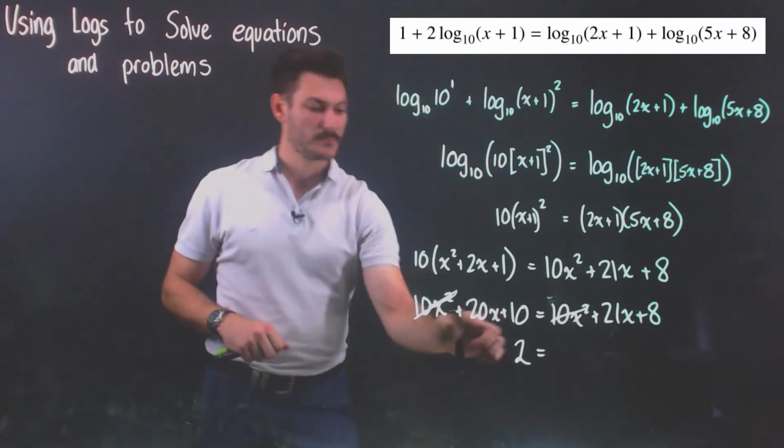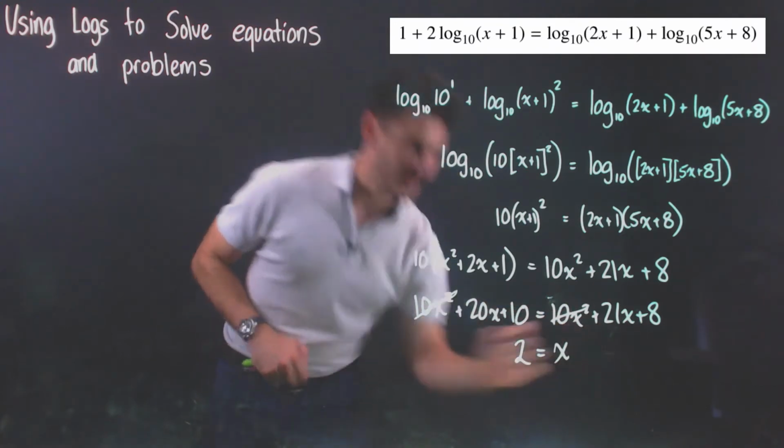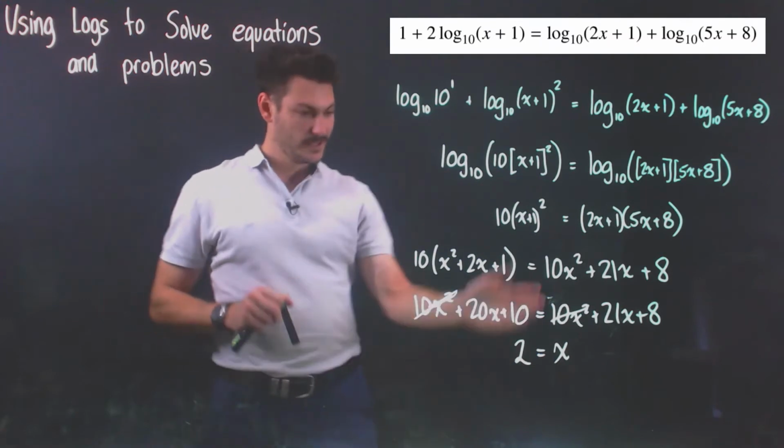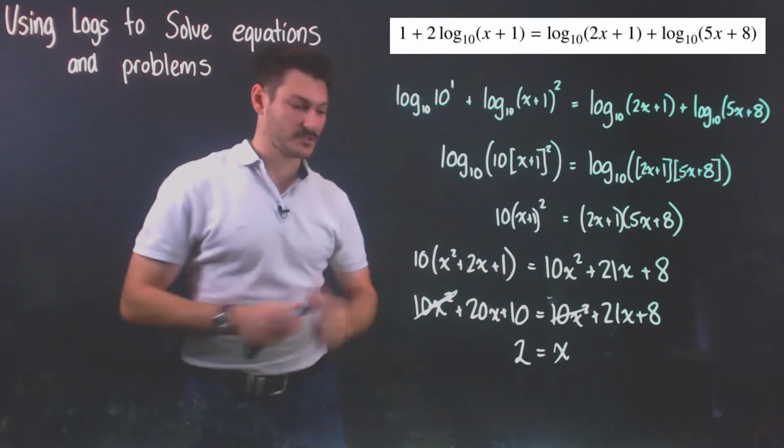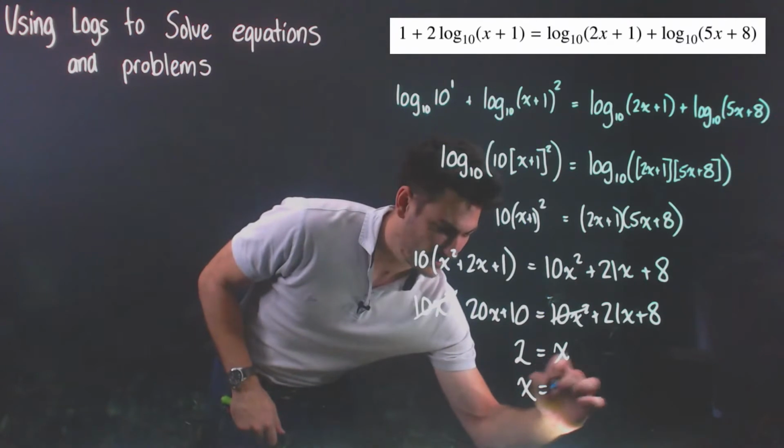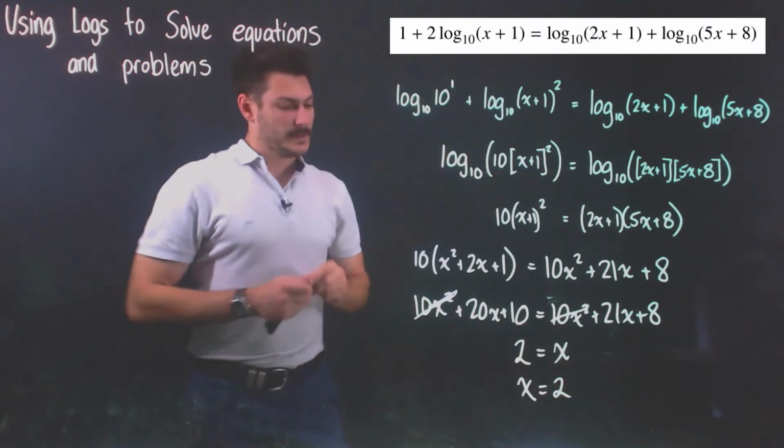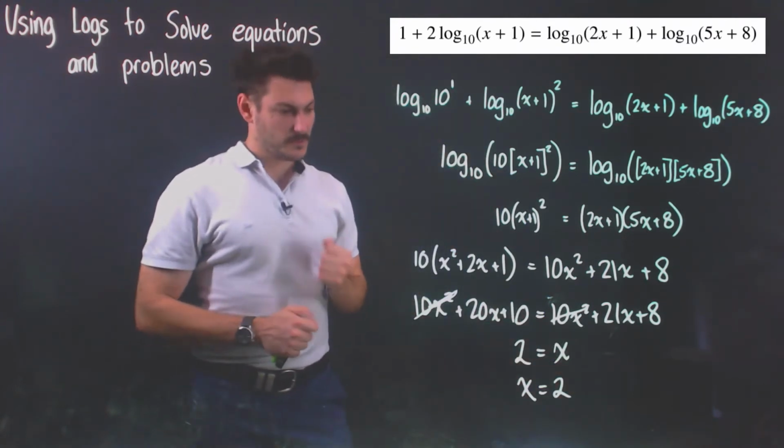And 21x minus 20x is just going to be x. And we end up with the expression x equals 2, or 2 equals x, which is probably not an accurate statement because x is what equals 2. So x equals 2, final statement.